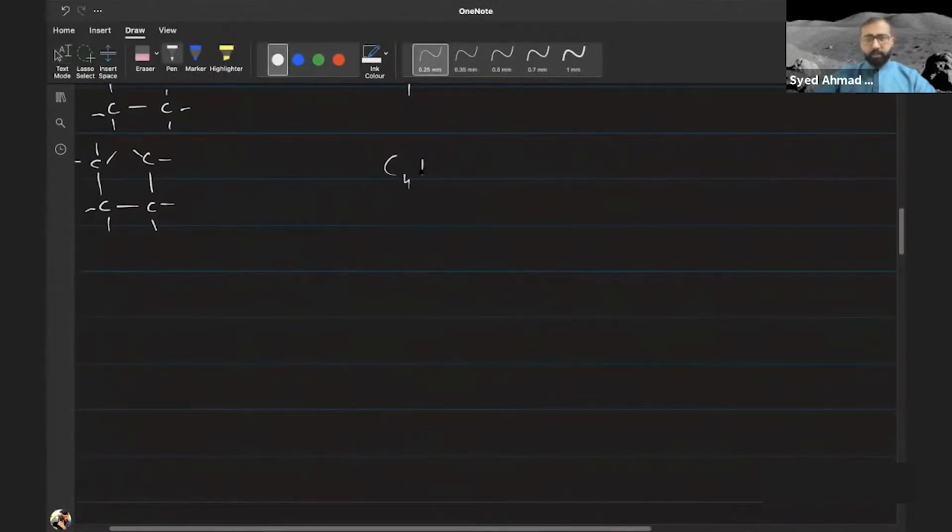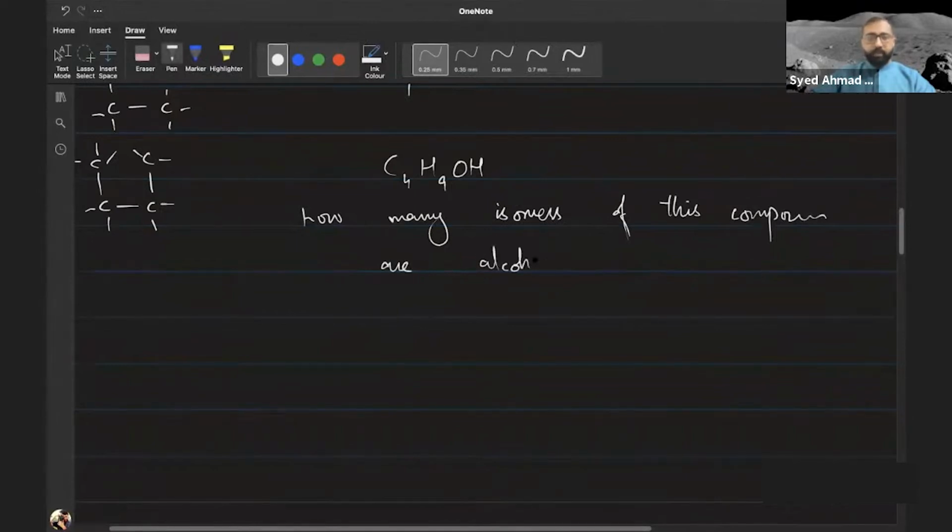Let's try another example, and this time we will be a little more speedy because we understand the process. So here's the question: C4H9OH. Examiner is saying how many isomers of this compound are alcohols. Why have they specified this? Because they want us to treat OH as one thing. OH makes alcohol, so it's going to stay there. So let's start with this. I told you that you cannot have isomers in 3 carbons, but you have 4 carbons here.